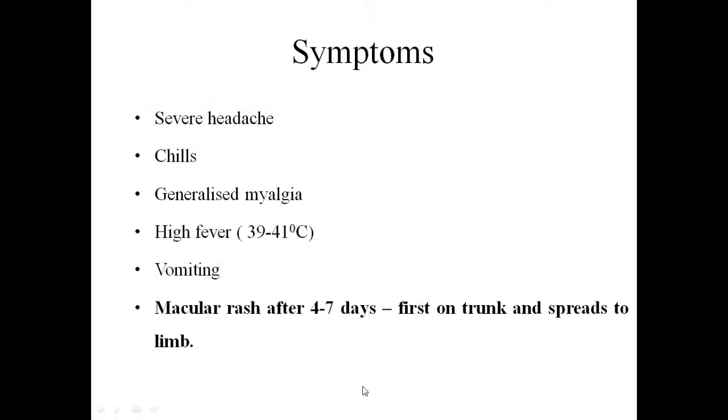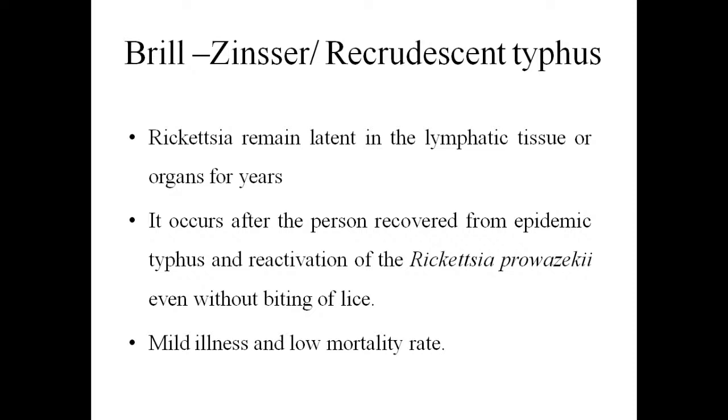What are the symptoms of epidemic and endemic typhus? It causes severe headache, chills, generalized myalgia, muscle pain, high fever up to 39-41 degrees Celsius, vomiting, and one of the main manifestations is a macular rash that occurs after 4 to 7 days, firstly on the trunk and then spreading to the limbs, to the extremities. Rashes occur because of destruction of blood vessels.